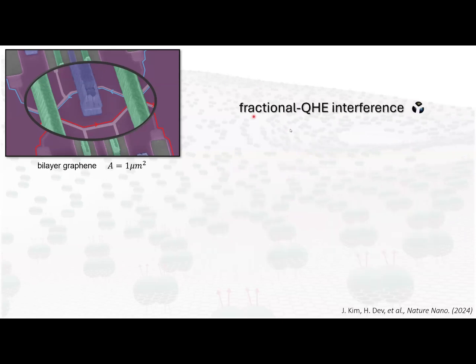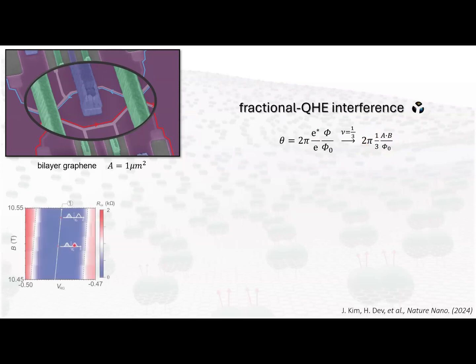But the most interesting is, of course, to go to the fractional quantum Hall effect. So now what do we expect? Since it's a fractional charge, the Aharonov-Bohm phase takes longer to acquire. So you expect, instead of 4 millitesla, 12 millitesla periodicity. Now this is the phase space of the 1/3 state.